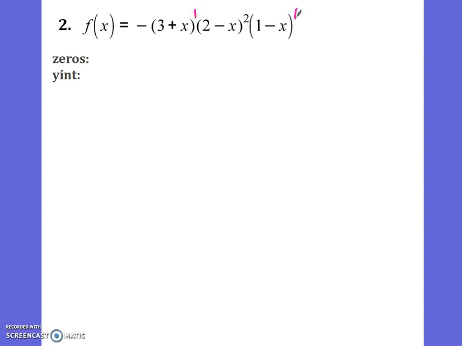I have 1, 2, 3, 4. My degree is 4. That's even. Now I've got to figure out if this is positive or negative. Okay? Well, you've got a negative out there, so it must be negative. Okay? Well, not totally the case, because look what's inside of here.